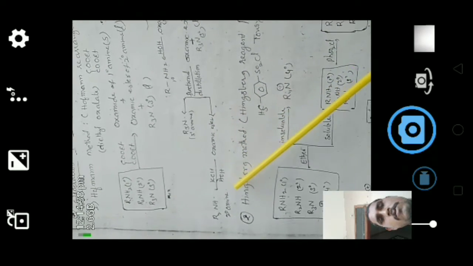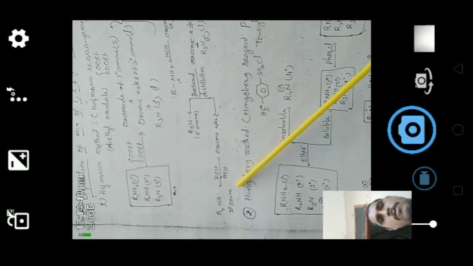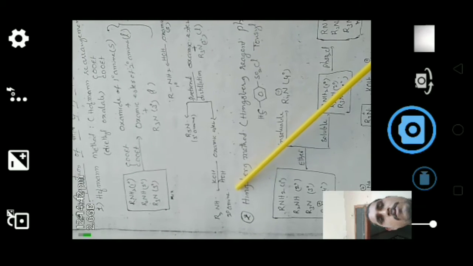On fractional distillation, the tertiary amine is separated out. Then the oxamic ester is there. Now the oxamic ester, when we react with potassium hydroxide in the presence of water, gives secondary amines. This is the separation method of primary, secondary and tertiary amines.